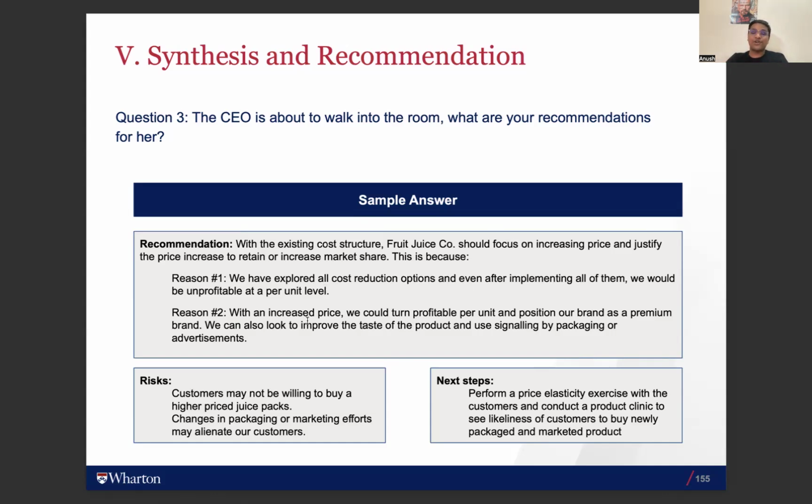We can also look to improve the taste of the product. That is another of our ideas, another recommendation. Increase the taste, make it different, make it what people would like. Use signaling by packaging and advertisements. Like make different packaging. That is second of our recommendation. Another recommendation: increase price, portray it as a premium brand, change packaging to Tetra packs, or advertise it differently as a premium brand, and all these things.